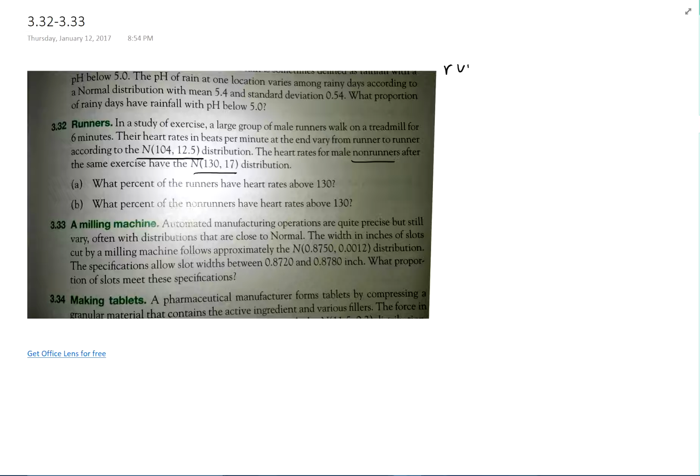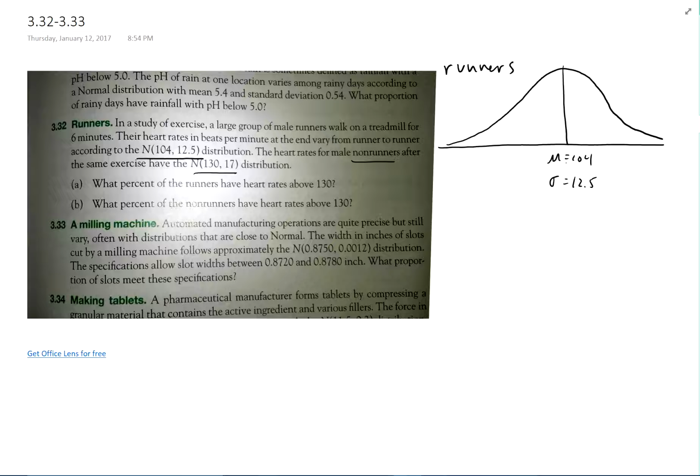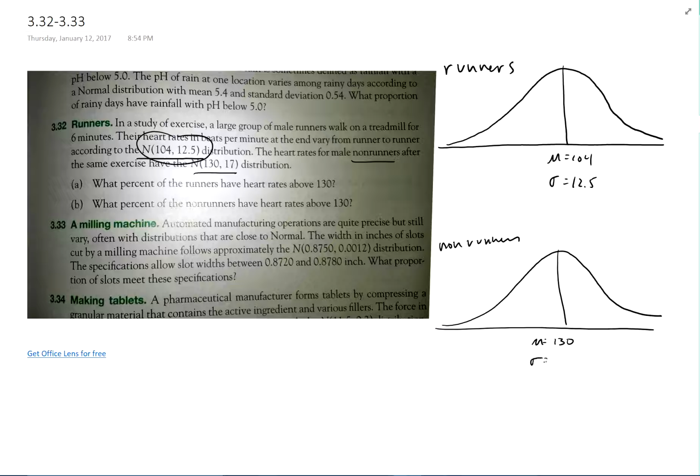Okay, so let's do this. For the runners, we know their heart rate is a normal distribution, with a mean of 104 and a standard deviation of 12.5. That's what this means. And for the non-runners, they have a normal distribution, and their mean is 130, and their standard deviation is 17. Now this is the end of walking on the treadmill, and we want to know what percent have heart rates above 130.